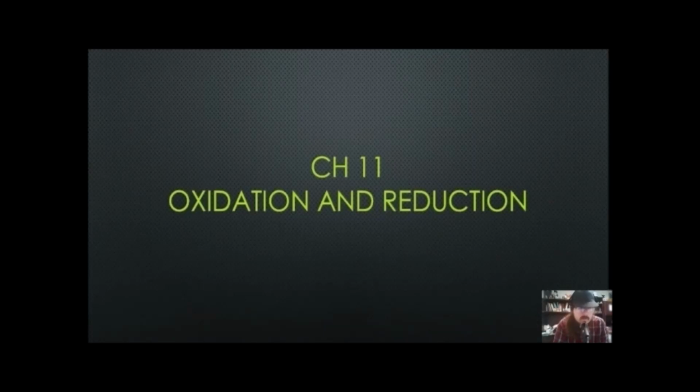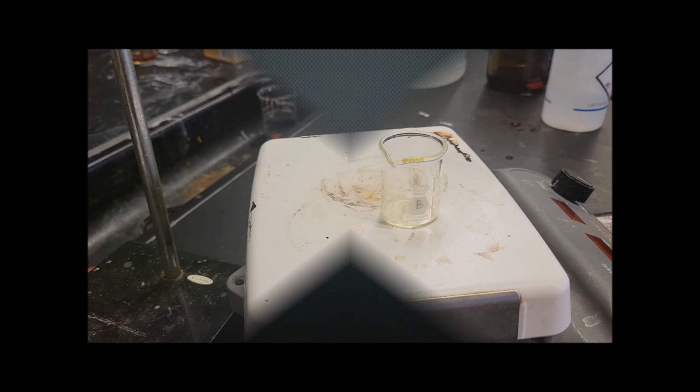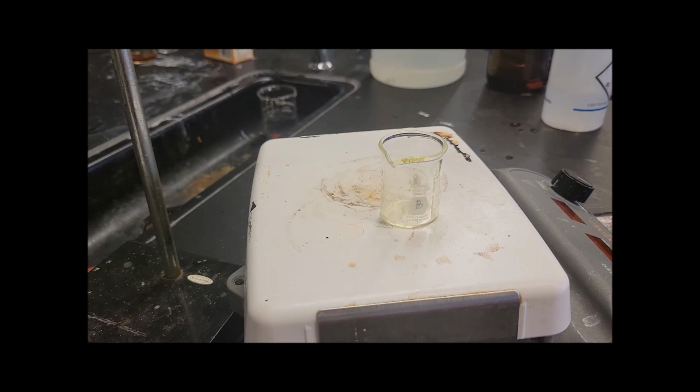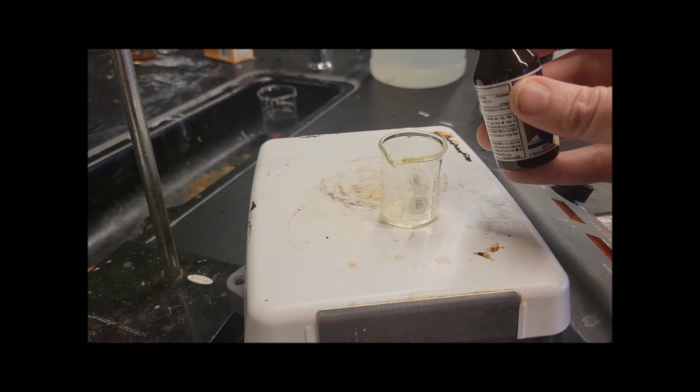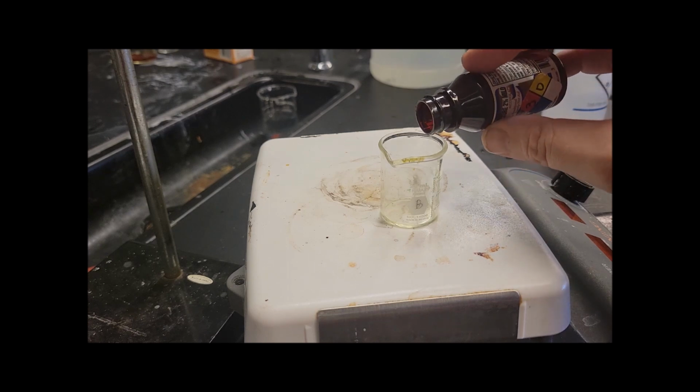Welcome, everyone. We're going to start chapter 11, which is oxidation and reduction. We'll start this with a quick demonstration of oxidation and reduction using zinc, an iodine tincture, and some bleach. For this demo, I'm going to attempt to reduce a little bit of tincture of iodine with some zinc.